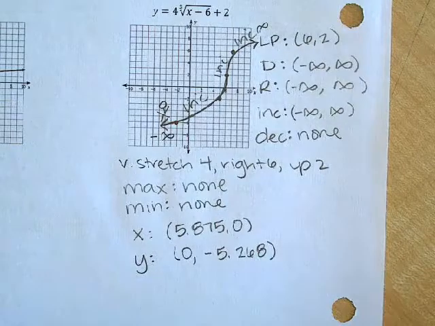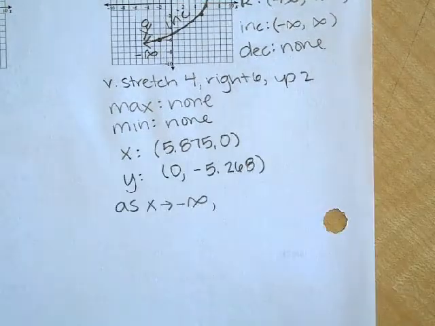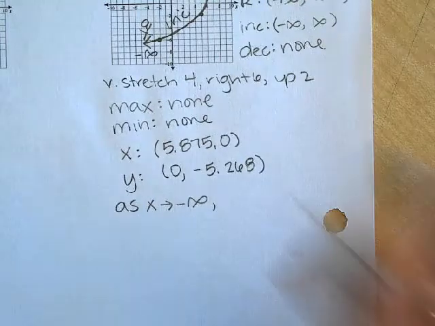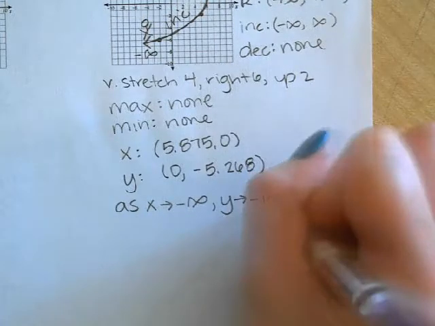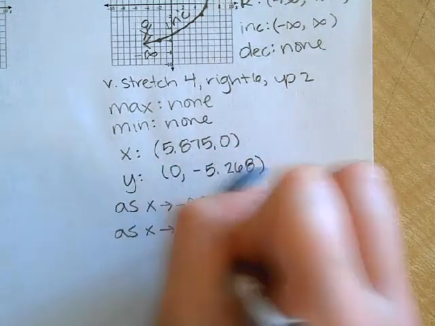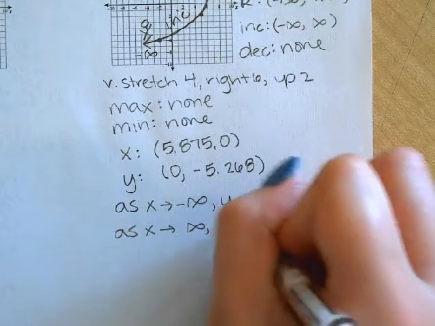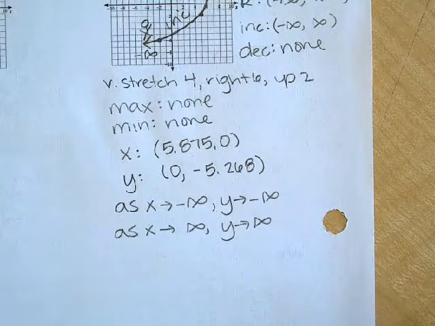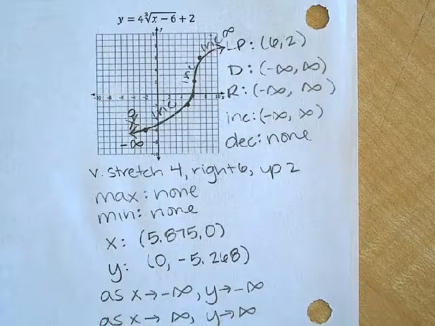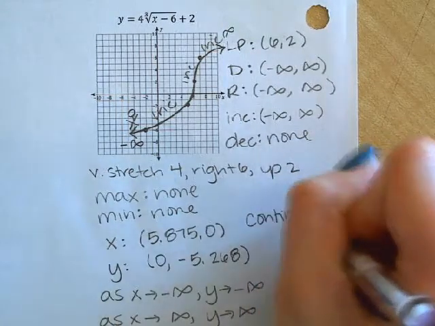End behavior. So we're going to say as x goes to the left forever, what do we see about that left arrow? Is it going up or is it going down? It's going down. So as x goes left forever, y goes to negative infinity. As x goes right forever, y goes up. It goes to positive infinity. Okay. And then what do we know about the continuity? It's continuous. I can trace the whole graph with my finger. Okay.